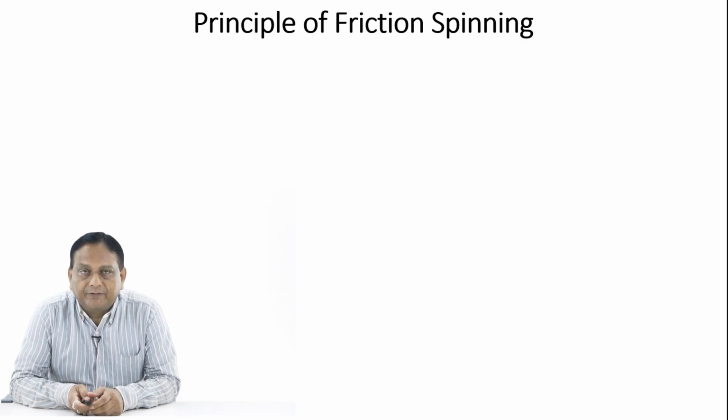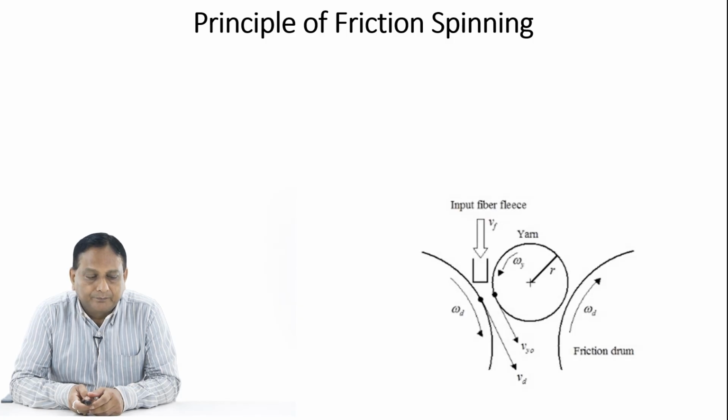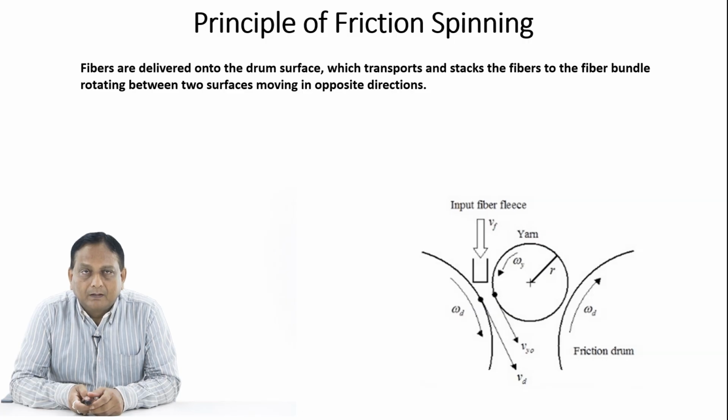Now let us see friction spinning. What is the principle of friction spinning? As is shown in the diagram, the fibers are delivered onto the drum surface, which transports and stacks the fiber to the fiber bundle, rotating between the two surfaces and moving in opposite directions, as can be shown in the figure of this friction spinning.